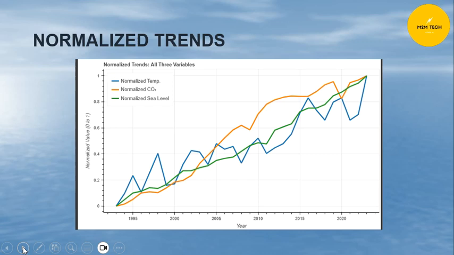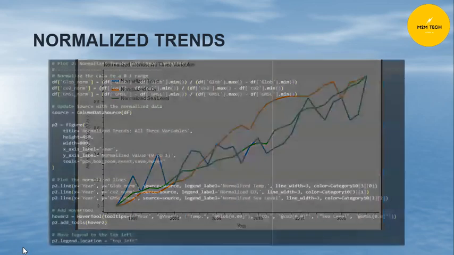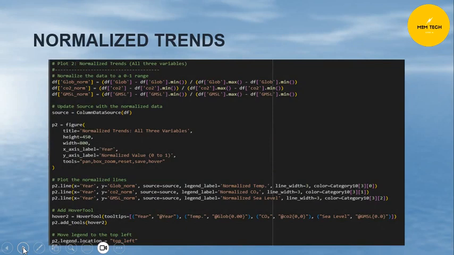They all go on a scale from 0 to 1, and you see the trends there and how they behave. And this is part of the code, the normalization calculation on top, and then all three lines. And for the interactive graph, there's a hover option there.